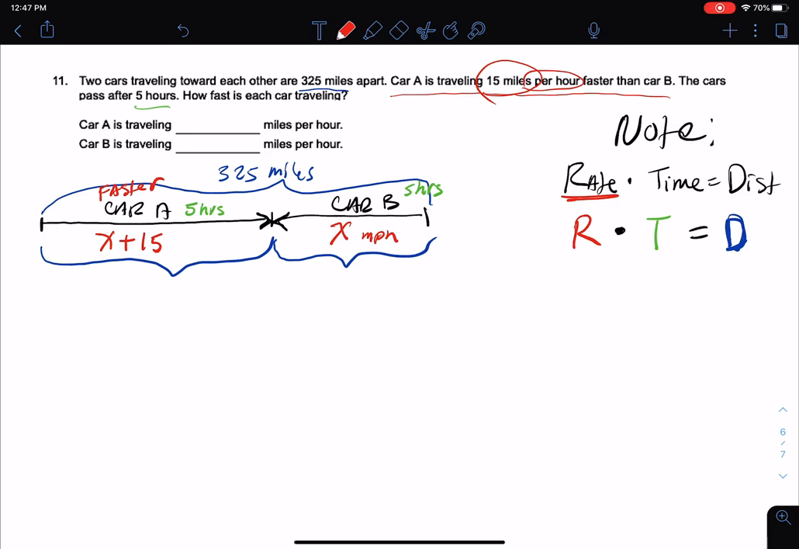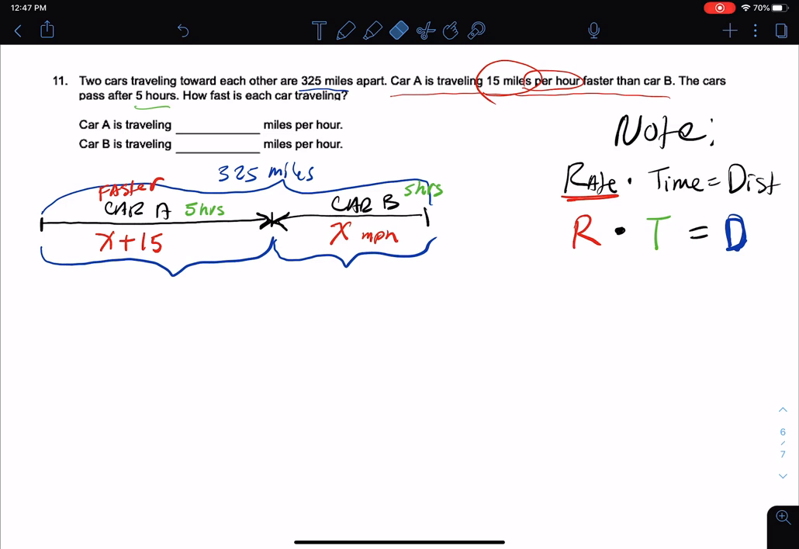I always have at least one person in the class ask, well, what if I make x the fast car? Well, then the slow car would be x minus 15, and that works just fine too. But now you've got a subtraction, which is usually not as preferred, but it works just fine too. So that's a reason why we define our variables, right? Because we want to make sure that we know whether x is car B's speed or car A's speed.